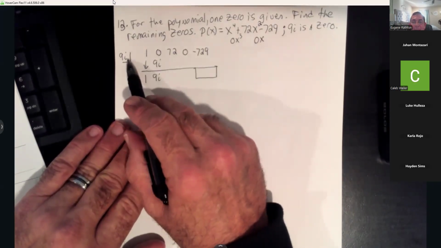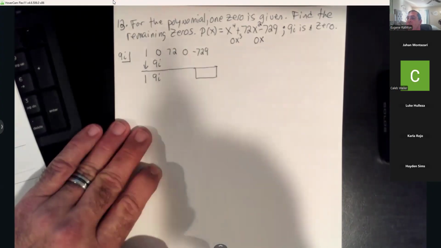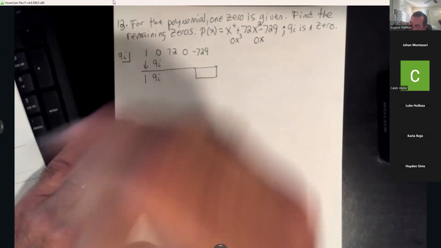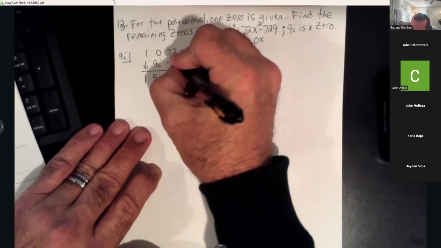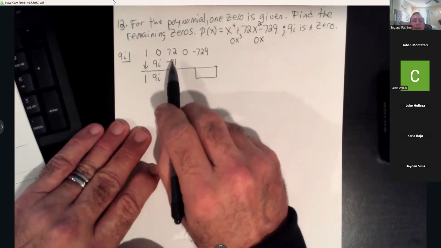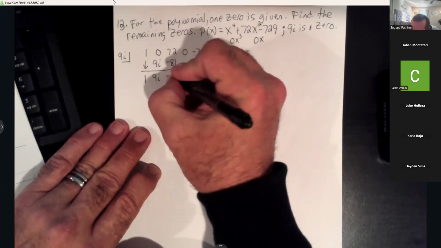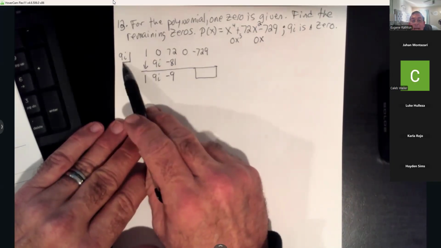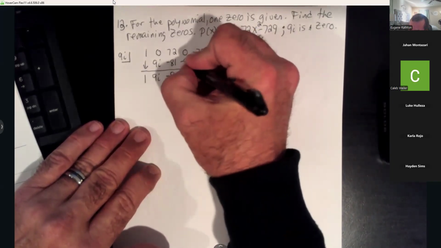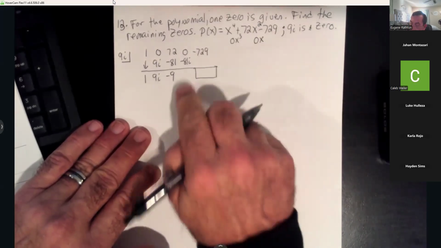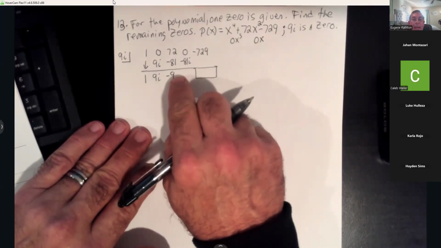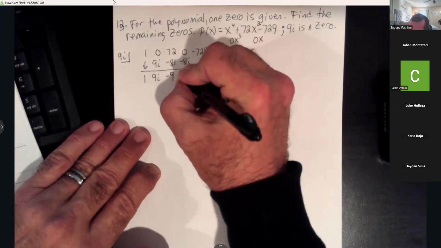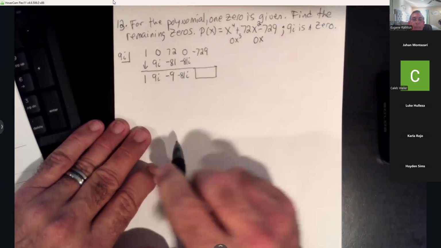9i times 9i is 81i squared. But y'all, i squared equals negative 1. So that's going to make that a negative 81. All right, negative 81 and 72 is a negative 9. Negative 9 times 9i is a negative 81i. Notice I didn't get an i squared on that because this one didn't have an i. All right, 0 and negative 81i is negative 81i.